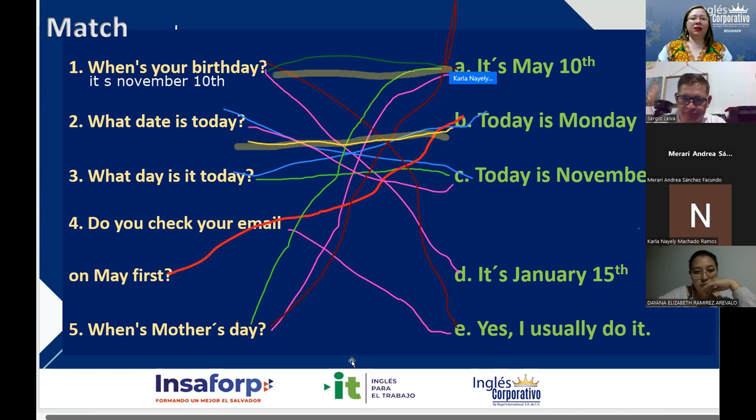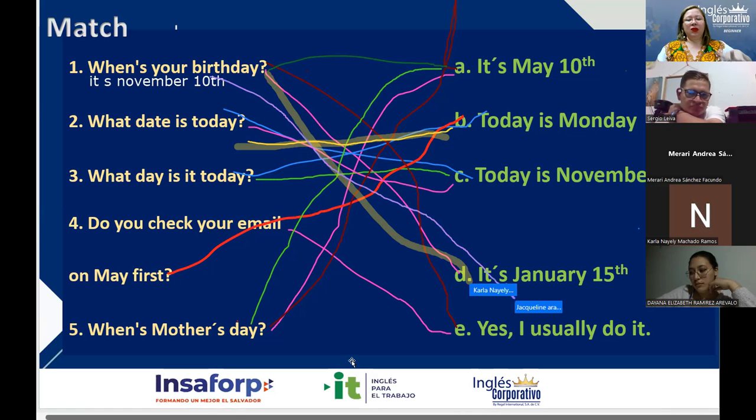La línea roja es, no. Ok, más o menos. Algunos tal vez no le hallaron mucho. Voy a borrar ahorita. Ok, I will clear all drawings. And let's do it all together, right?